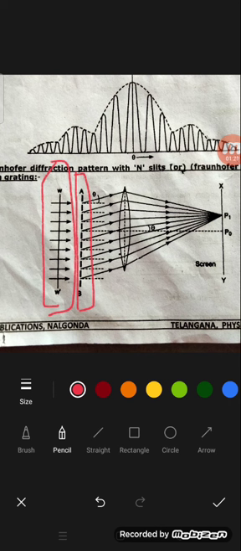Okay. So what is meant by a diffraction grating? It consists of a large number of slits of the same width, separated by equal opaque spaces, and is known as the diffraction grating, right? We use this diffraction grating to form a Fraunhofer diffraction, right?